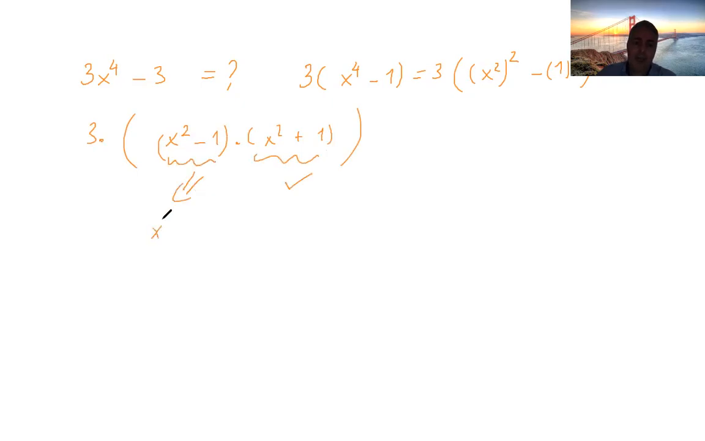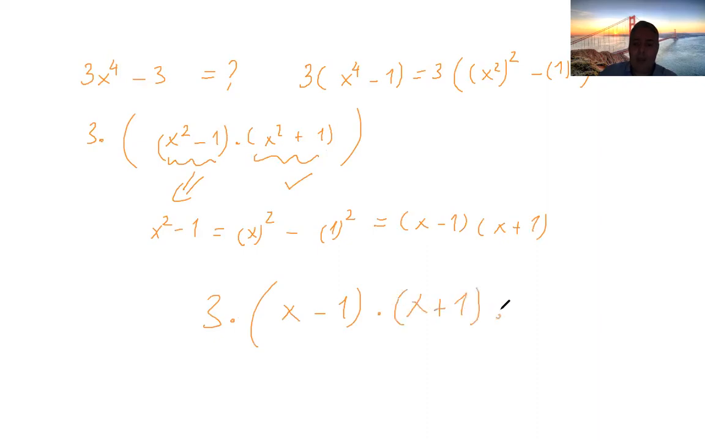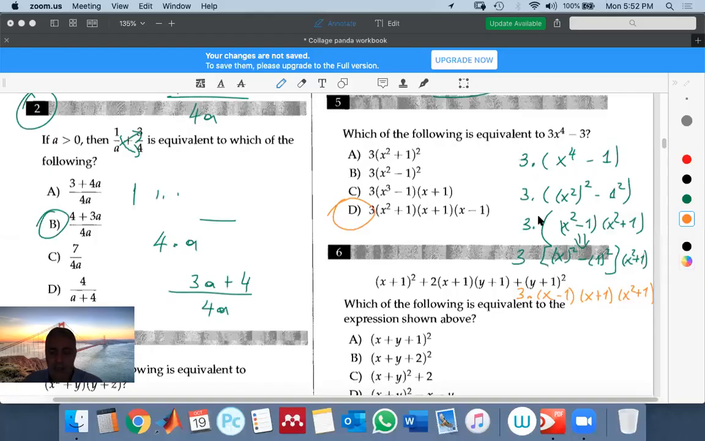Why? X squared minus 1 means x power 2 minus 1 power 2. So x minus 1 times x plus 1. So I have 3 times x minus 1 times x plus 1 times x squared plus 1. That's it. But what can you do? Maybe if you want to use the practical way, let me think something now.